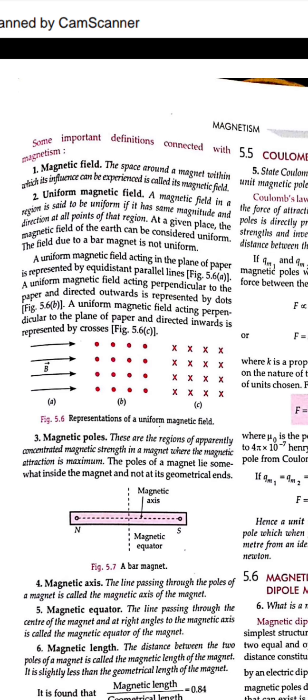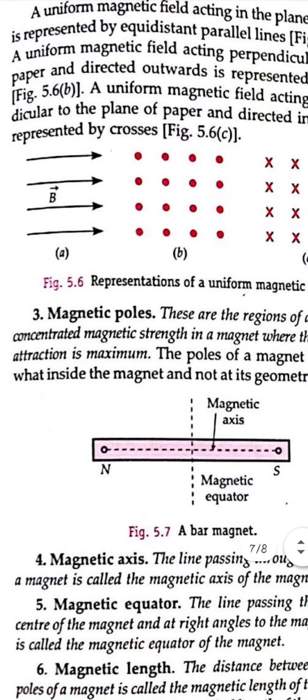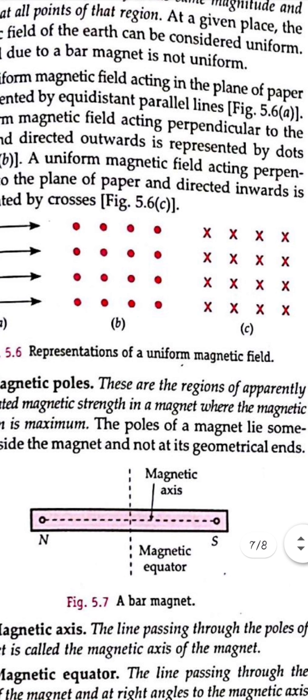Similarly, you can see here three figures representing the uniform magnetic field. The first one is a magnetic field shown by parallel lines: if we take the plane of the paper, a field acting parallel to the plane of the paper is a uniform magnetic field, shown by parallel lines. The second one is shown with dots: the magnetic field acting perpendicular to the plane of the paper but directed outwards, so it is represented by dots. And when it is acting perpendicular to the plane of the paper but directed inward, it is shown with a cross sign.